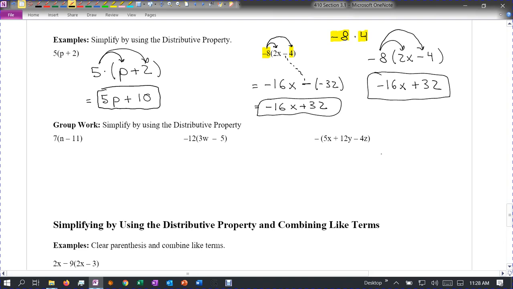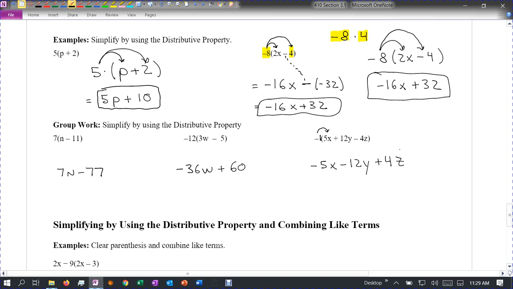Okay, here's a group work. I'll give you a chance to pause it, and I'm going to work it out now. So here you should get 7n minus 77. Here you should get negative 36w plus 60. And here you should get, careful here, this is like a negative 1 right here. So you're multiplying a negative 1 through, you get negative 5x minus 12y, and then plus 4z.